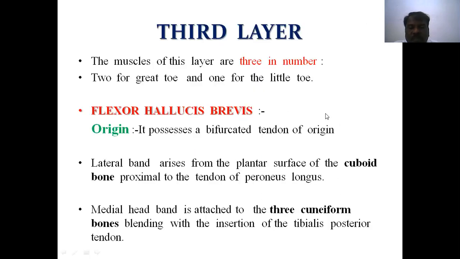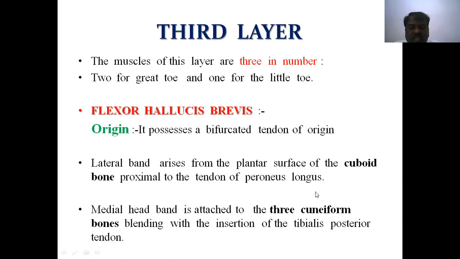In the third layer, there are three muscles. One is the flexor hallucis brevis. The flexor hallucis longus tendon we have studied already. It has a bifurcated origin. One head is from the cuboid bone, and the other head takes origin from the lateral cuneiform bones.